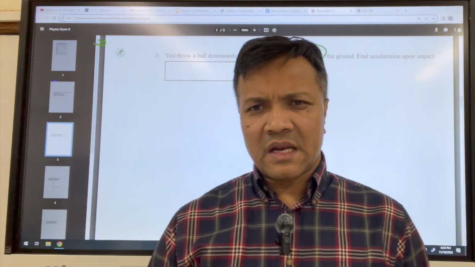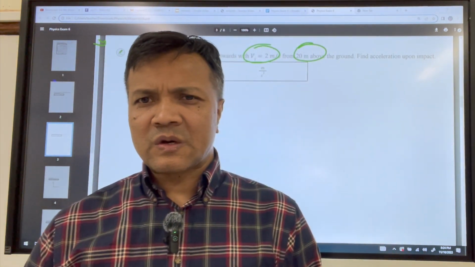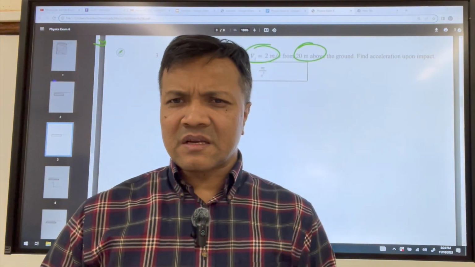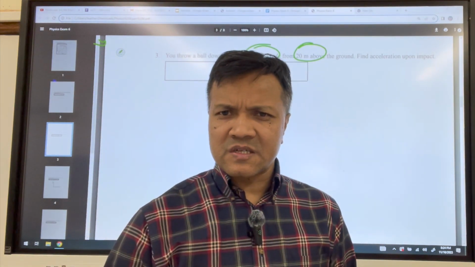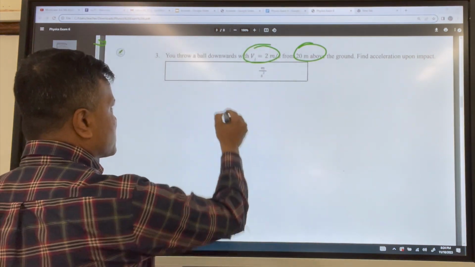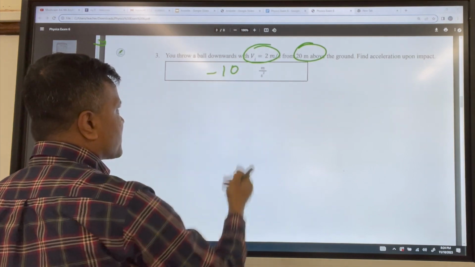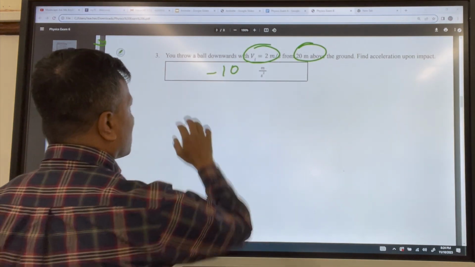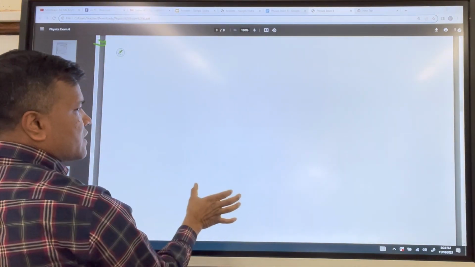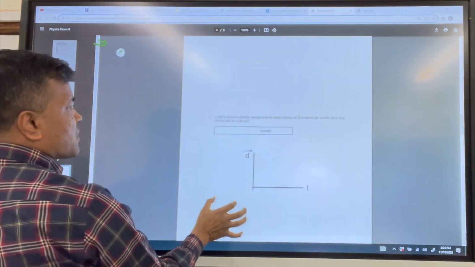That's what Galileo said. Galileo said acceleration is constant. So the impact acceleration and the initial acceleration are all the same, because acceleration is constant. It doesn't depend on time. So negative 10 would be fine, but those of you who wrote negative 9.8 also fine. Those of you who wrote negative 9.81 also fine. Okay, good. That takes us to problem number 4.